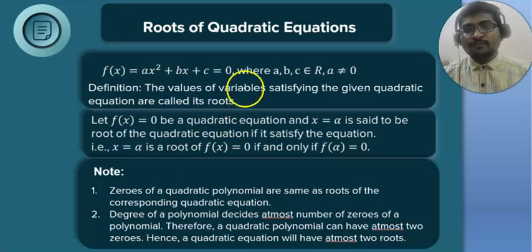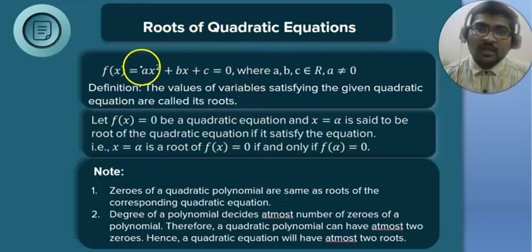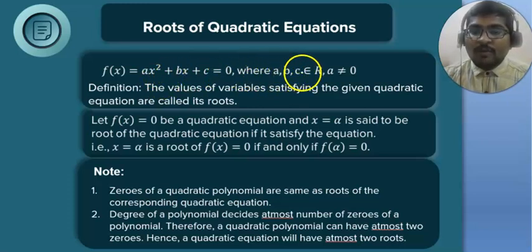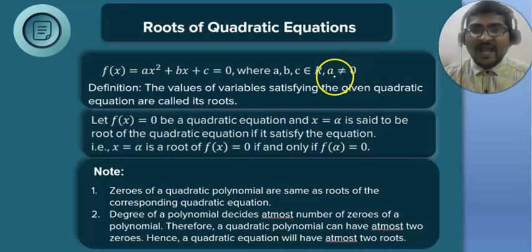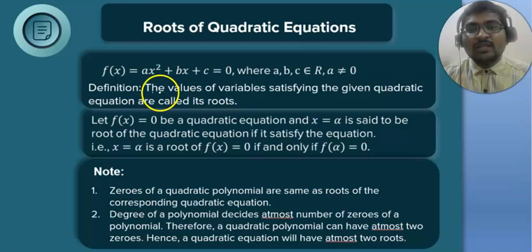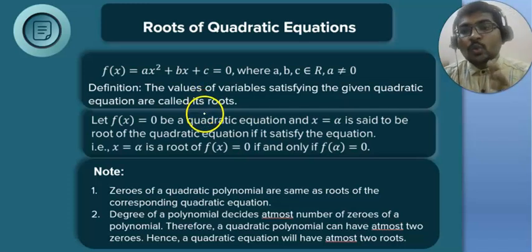Please look here. Let us discuss the roots of a quadratic equation. f of x equal to ax square plus bx plus c equal to 0, where in this quadratic equation a, b, c belong to R, and the coefficient of x square, a, is not equal to 0. Now the definition of roots of a quadratic equation: the values of the variable satisfying the given quadratic equation are called its roots.